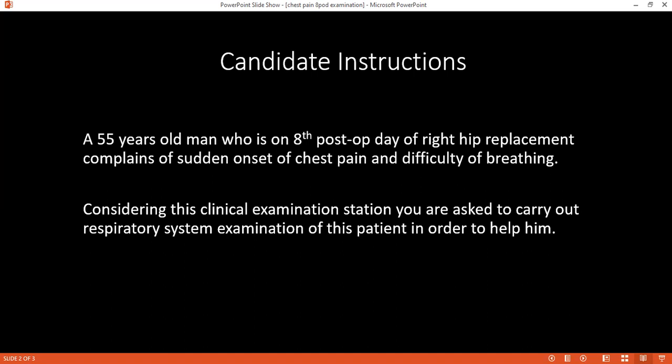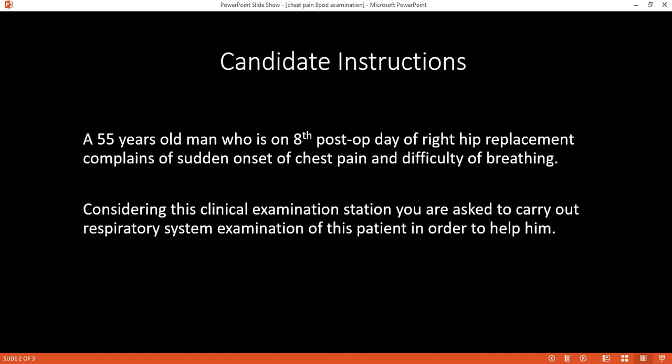I'm going to first inspect his mouth to see if there is any central cyanosis, and inspect his chest to see the rate and depth of breathing, and also assess if there is an asymmetry in the chest movements, and if he's using any accessory muscles and respiratory muscles. Then I'm going to go for palpation, where I first check that the trachea is centrally placed, and then I'm going to measure his chest expansibility.